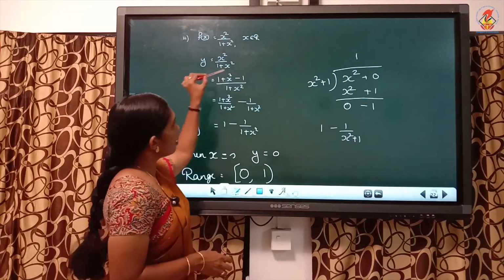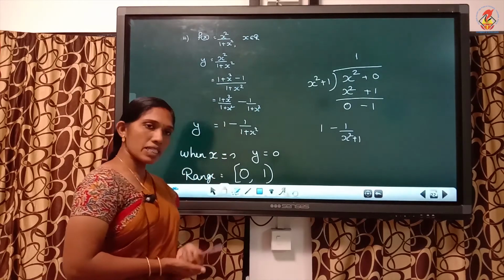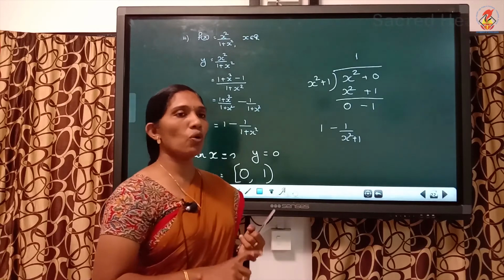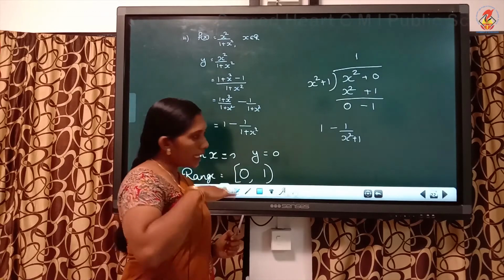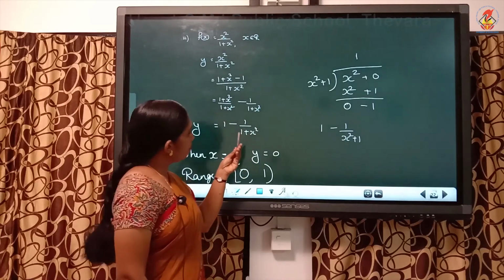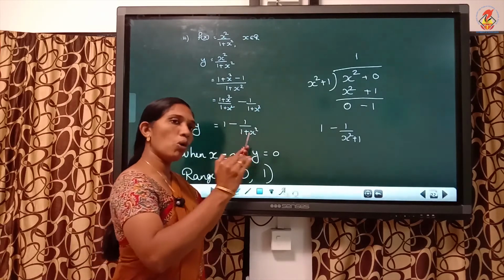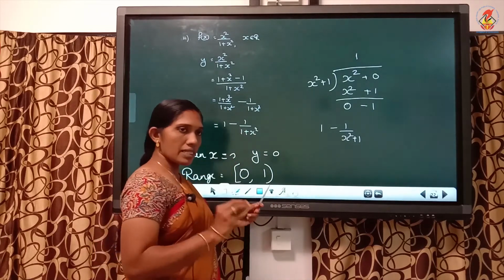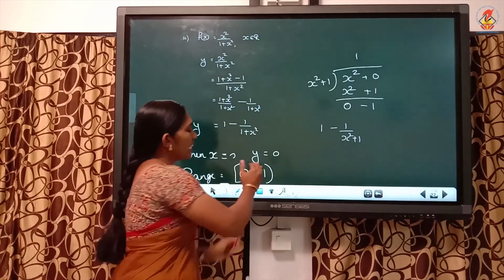When I divide, or add 1 and subtract 1, you will get y as 1 minus 1 by 1 plus x square. Then you have to think, x square is always a positive number, 0 or more than 0. When x square is 0, you will get y as 0. Then all x square values are more than 0, like 0.1 or 0.5. If you add 1, it will be more than 1. 1 by that number is less than 1. 1 minus that is less than 1. So you won't get y as 1, you will get less than 1.